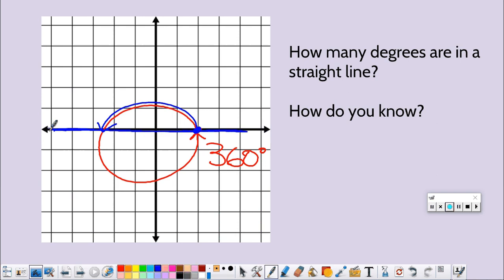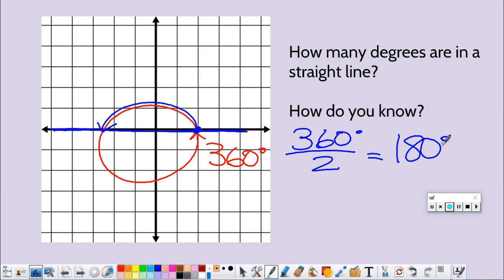But what if I start at that same circle and I only go half of that? I have traveled along a what? A line, a straight line. So half of 360, divided by 2, is what? 180 degrees. So a straight line measures how much? 180 degrees. There you go. Okay?